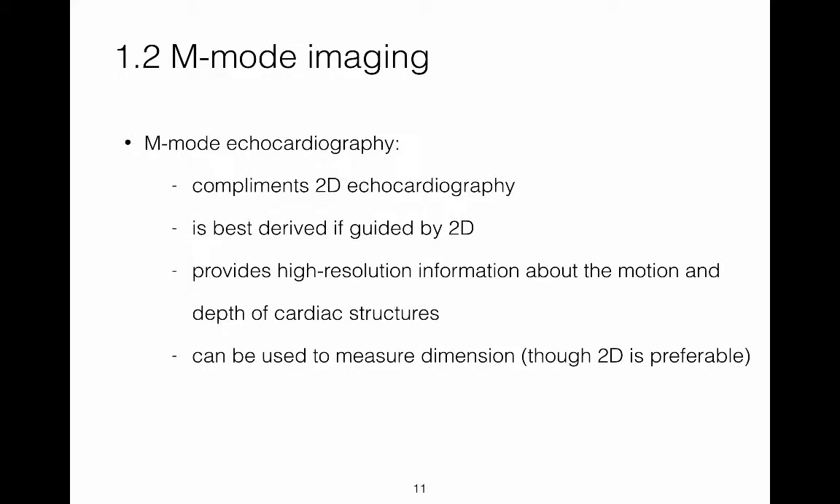M-mode imaging. M-mode echocardiography complements 2D echocardiography, and measurements are best derived if guided by 2D. M-mode provides high temporal resolution information about the motion and depth relative to the transducer of cardiac structures. M-mode can be used to measure dimensions, though 2D is preferable.